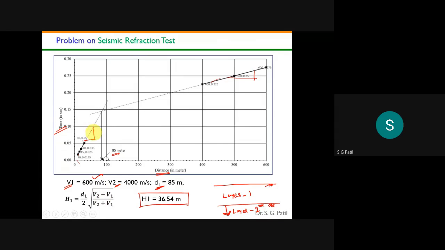Suppose if you have 3 layers, then another straight line portion of the curve will be there like this. Since you have only 2 layers, that's why we get only 2 straight lines. This is the first straight line, this is the second straight line. Suppose there are 3 layers, then we will get another straight line portion. Okay.